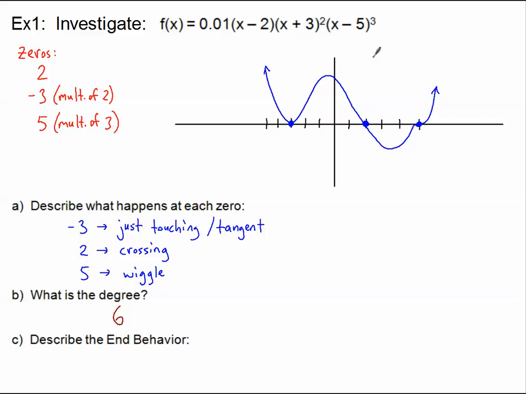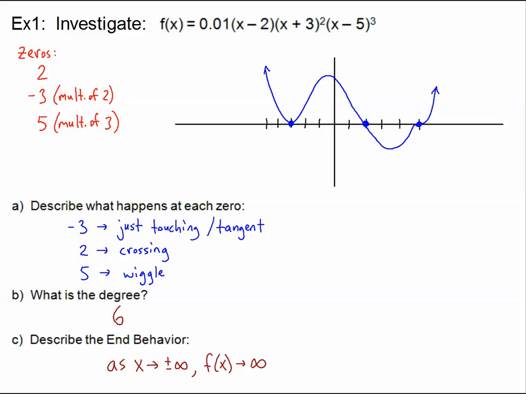And finally, describing the end behavior. In this function, I know that both ends do the same thing. They both point up. So I'm going to write the end behavior as one statement. As x approaches positive or negative infinity, f of x goes up to infinity. You could write it as 2 separate statements if you wish. So there's our first example.